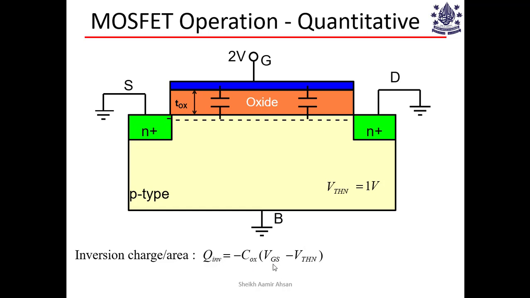But note, for VGS equal to VTHN, for an applied gate voltage which is equal to threshold voltage, you would not have any charge at all. So VGS minus VTHN, we will write it like this. We will replace VGS by VGS minus VTHN. Reason being that at applied gate voltage equal to threshold voltage, you will almost have no inversion layer charge.